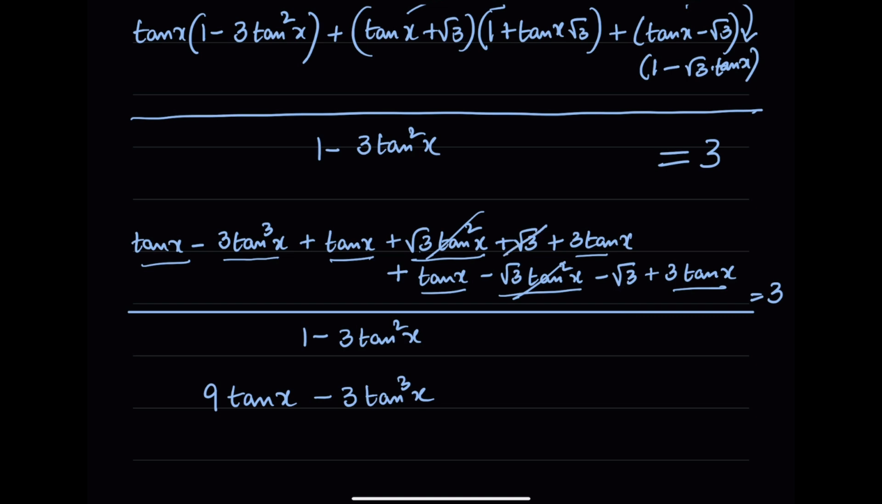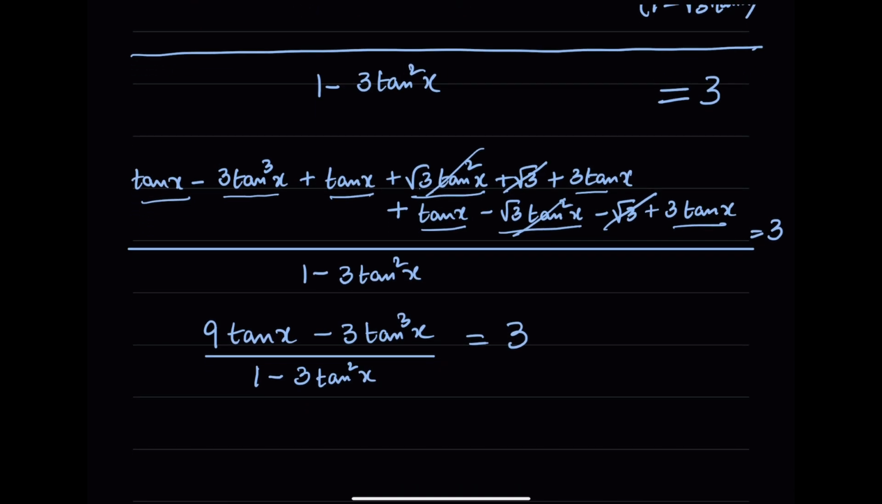Okay, so we have a plus square root of 3 and minus square root of 3. So that too gets cancelled. So there is nothing that we have to account for in the numerator. So the denominator is minus 1 minus 3 tan square x, and this is equal to 3. Okay, great. Now in the numerator we have a multiple of 3, so 3 can be considered common.